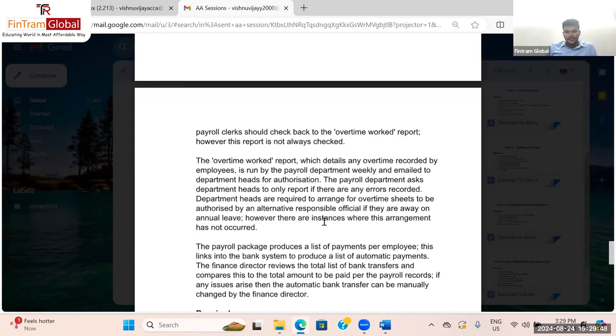So what should be done? What should be the control recommendation? That they should check all the payroll sent to them weekly, not only when errors are recorded. Ideally the department heads should be responding, saying that, hey, our review is done and there is no error. Even if there is no error, they should be responding, right? That's basically the control recommendation.